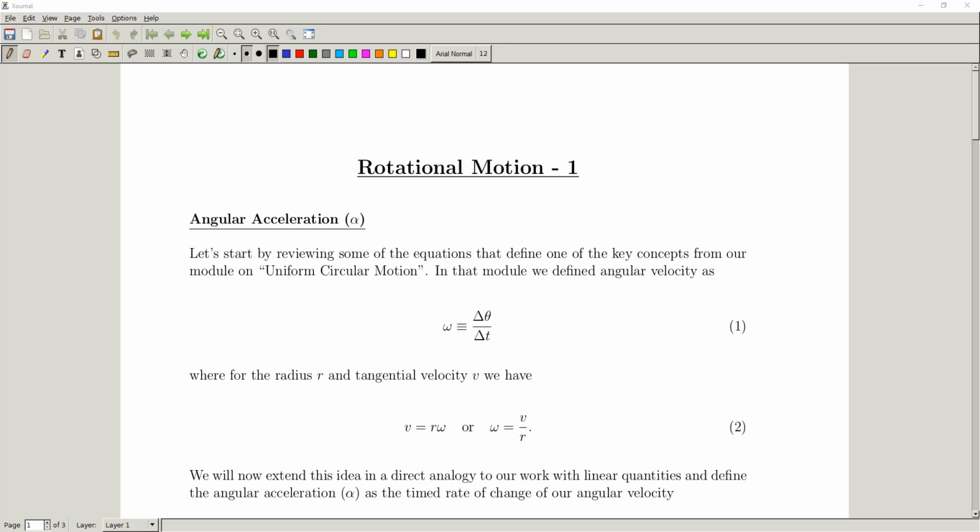Okay, this is going to be our first video on our module on rotational motion. We're going to start off by talking about angular acceleration, but even before that, I'm just going to point out that there's a lot of concepts in this module. In the last module, we talked about torques and statics, and really we were only interested in two of the topics in the chapters in the text. That's in stark contrast to this chapter, which is full of useful ideas.